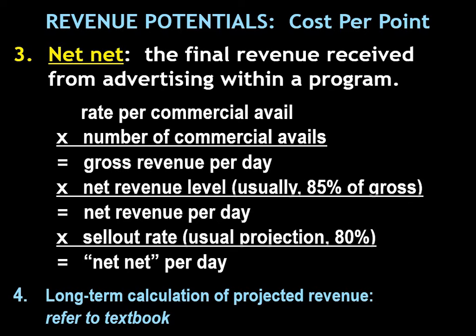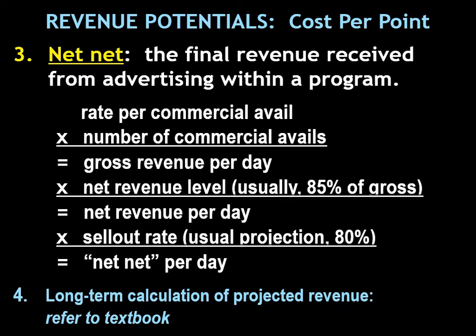The net, this number, is the final revenue received by a station from advertising within a program. So there's a formula here that stations will use to determine what the net is for a program that they air on their station. And it takes into account what the commercial rate is during that program.